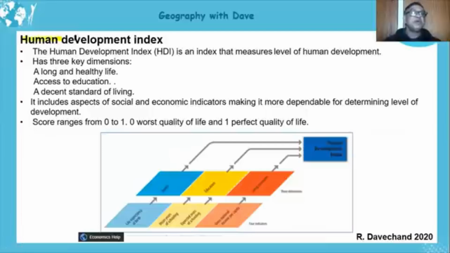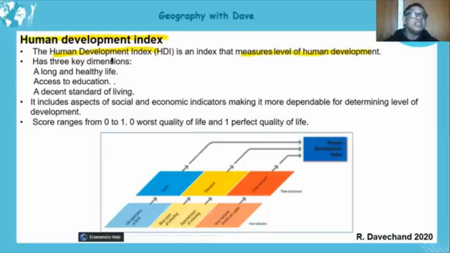Okay, then we come across the Human Development Index. I've seen this Human Development Index being called an economic indicator in certain references. I've also seen it called a social indicator. You understand? What is this? The Human Development Index measures the level of human development. All right? That's what it does.